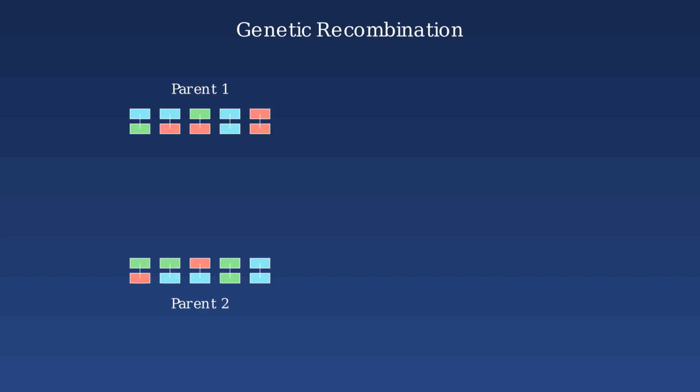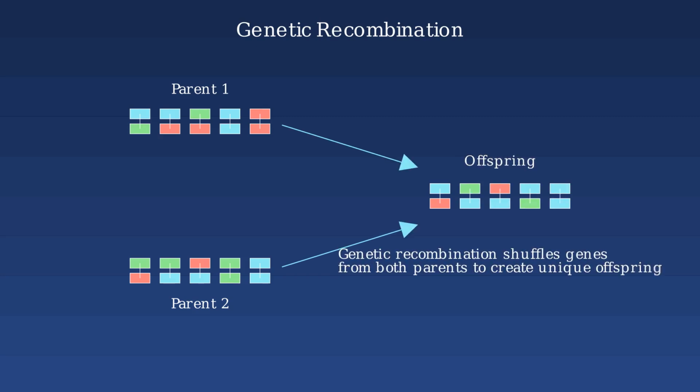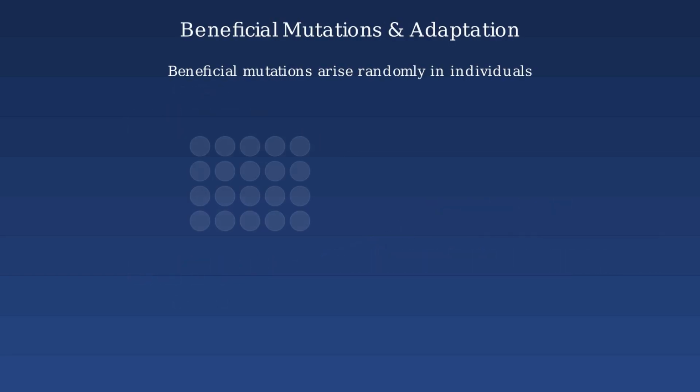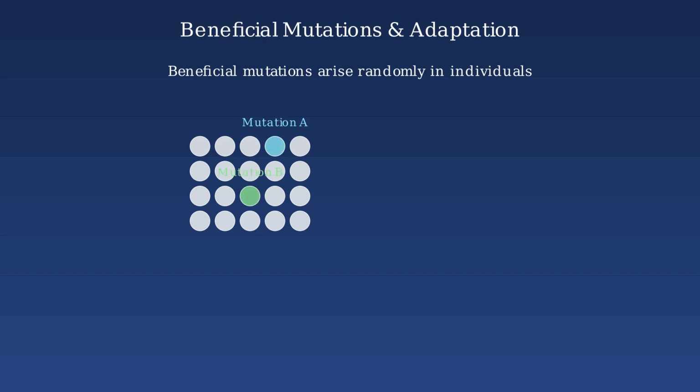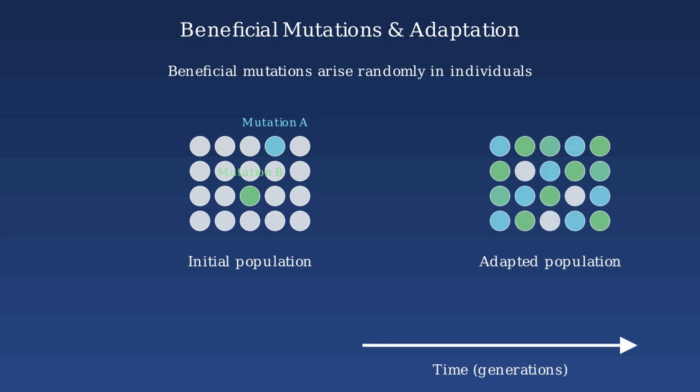Sexual reproduction enhances evolution through genetic recombination, which shuffles genes from both parents. Offspring inherit unique combinations of genes from each parent, creating new genetic variations. Beneficial mutations occasionally arise randomly in individuals. These mutations may provide advantages like disease resistance or better resource utilization. In sexual reproduction, beneficial mutations from different individuals can combine in offspring.